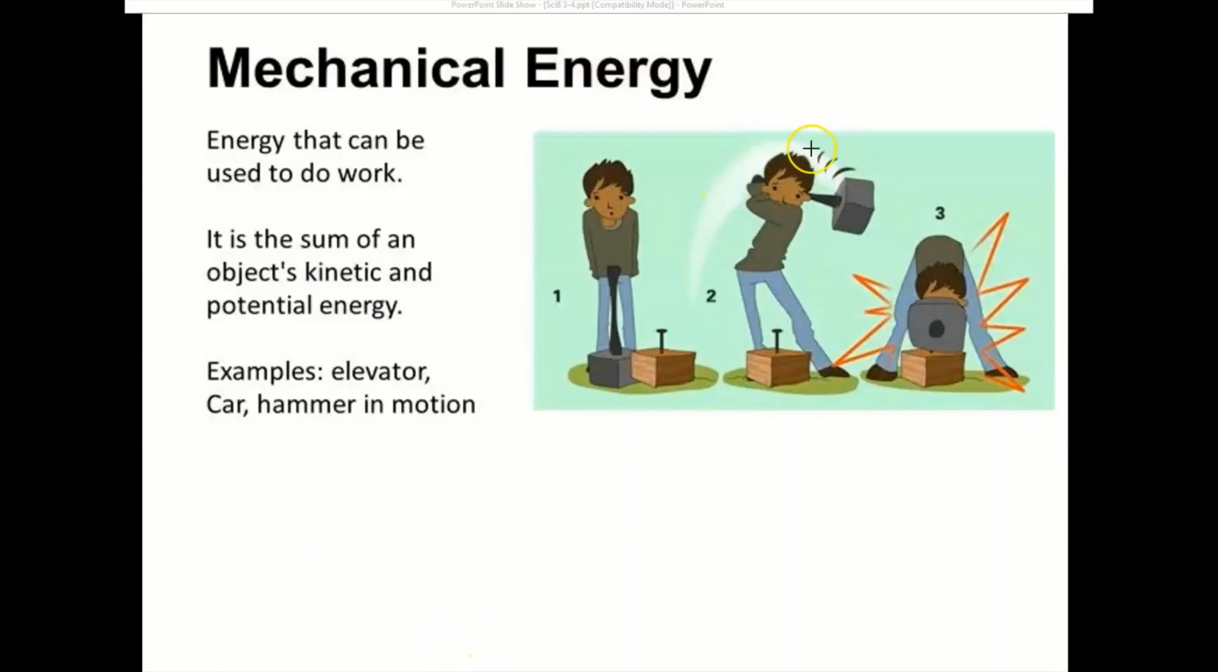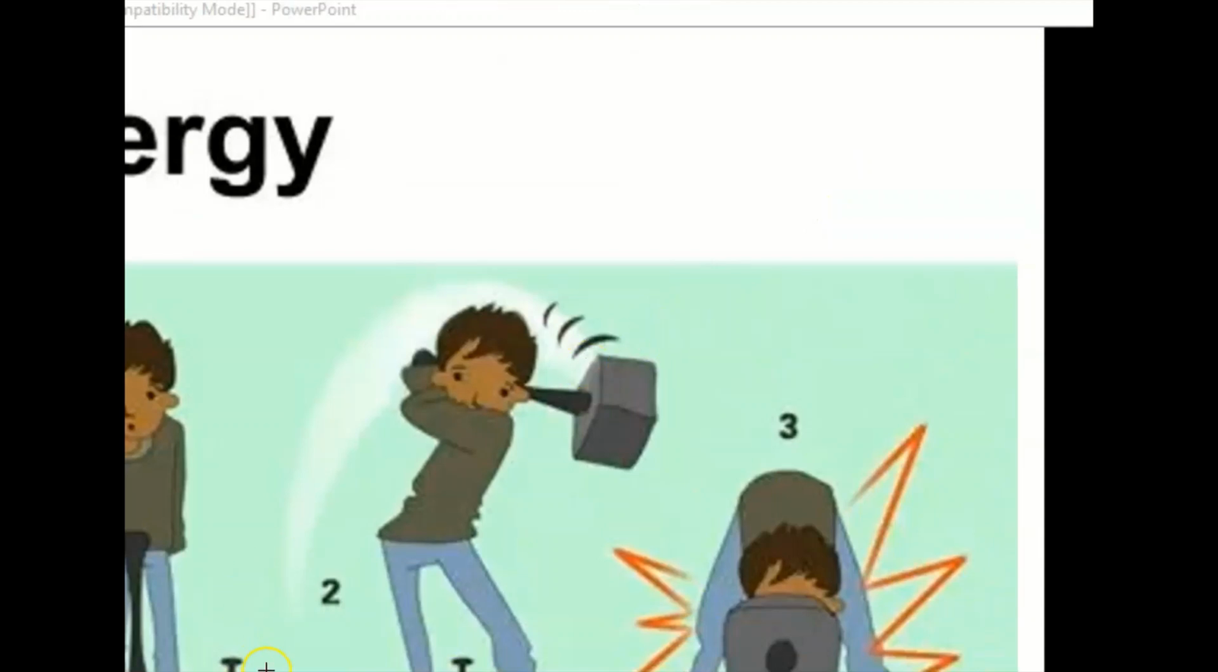So the hammer's in motion. You can tell by these motion lines. So there's going to be some kinetic energy there. But it's also above the ground, so there's potential energy. If I add those two things together, guess what I get? Yeah, that's right. I get mechanical energy when I add these two. So he's got some mechanical energy that he put inside that hammer right now.